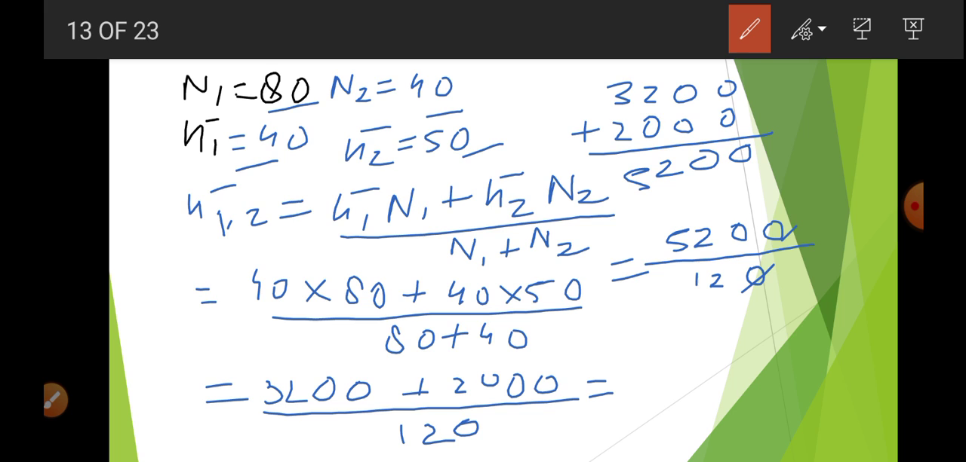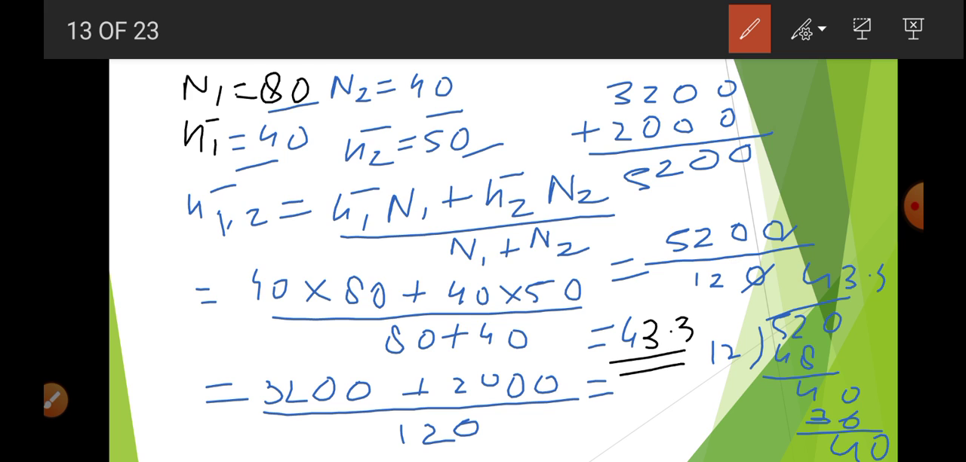Okay. Now we are going to divide it. So when we divide, 520 upon 12. 12 fours are 48, so 4 remains. Then 0. Now 4 threes are 12, 4 again, and it will give 0.033. So the answer will be 43.3. This is your answer, the combined arithmetic mean. Okay student? So this is the way it is calculated.